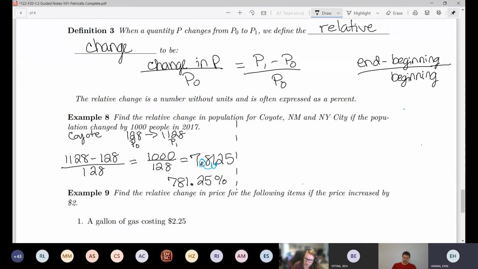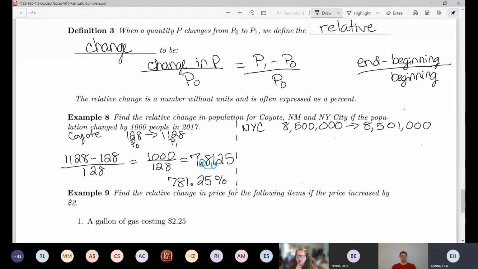Whereas let's then move over to New York City. And now I've got to remember how many zeros a million has. Oh, and I wrote this wrong in my notes. Whoopsies. So they start at 8.5 million and they end at an extra 1,000: 8,501,000.